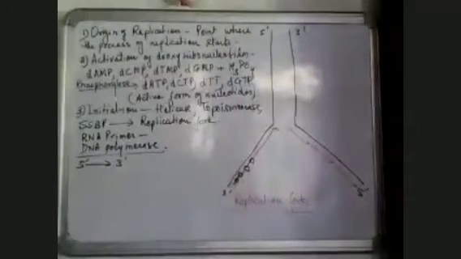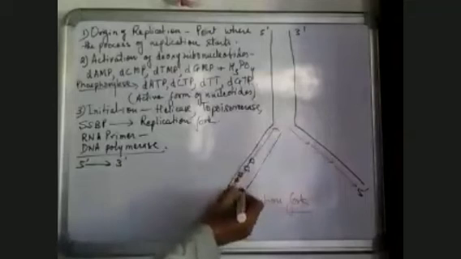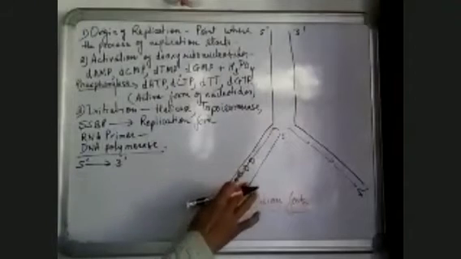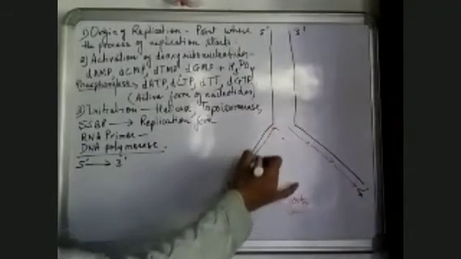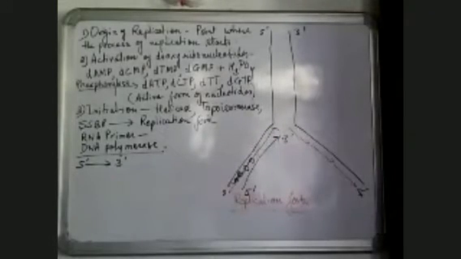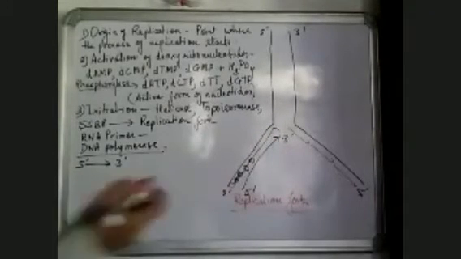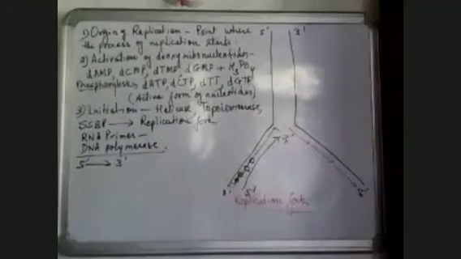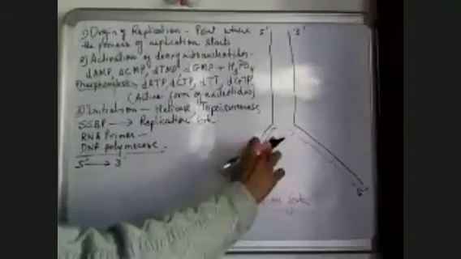Now, how will the new DNA strands be formed? It cannot be formed in this direction, because see, it is already 3' to 5'. It has to be formed in this direction. Then only it will be 5' to 3', because both the strands are anti-parallel. So it has to be formed in this direction. Then only it will be 5' to 3'.